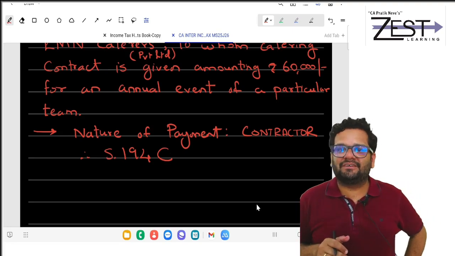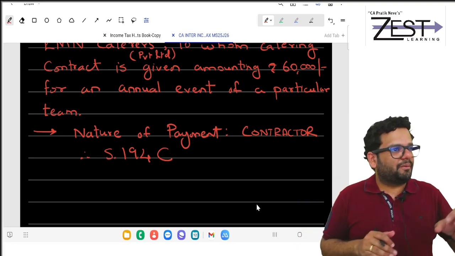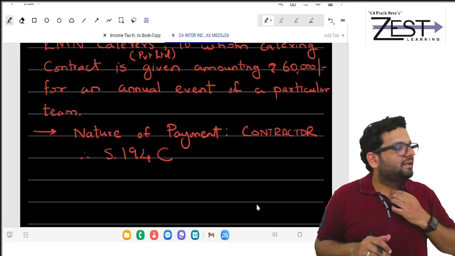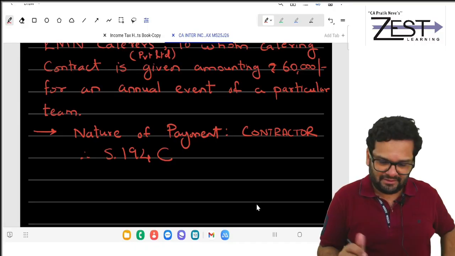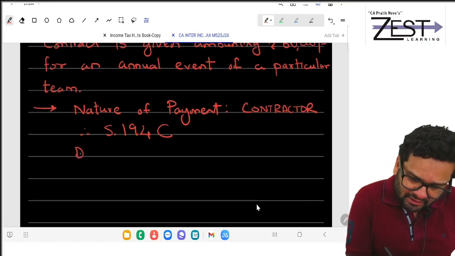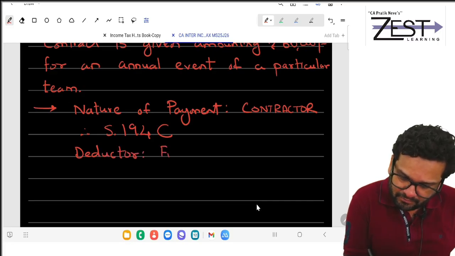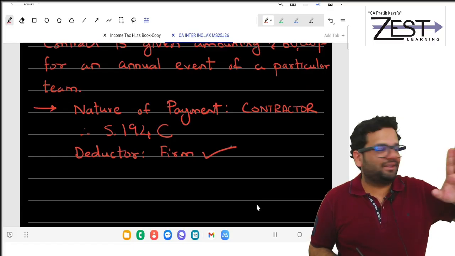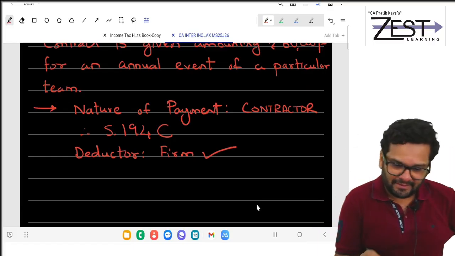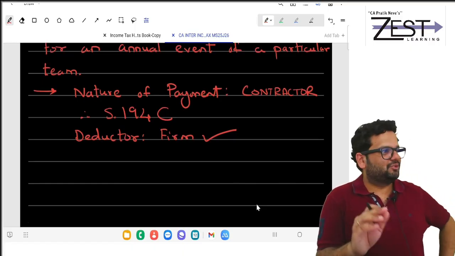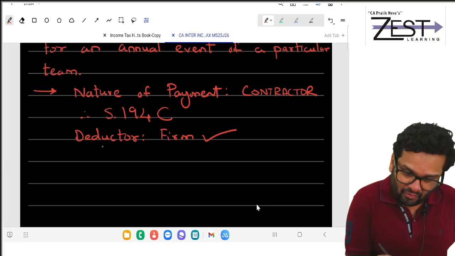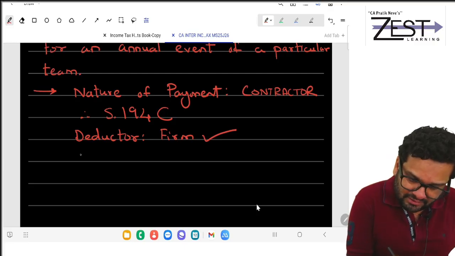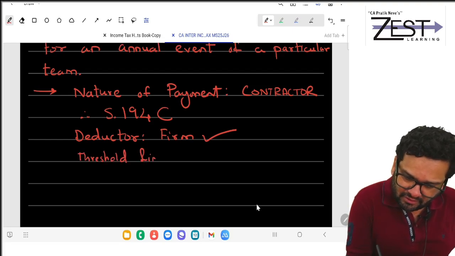Understood what steps I am saying? Nature of payment is payment to contractor, it is section 194C. Deductor: who is the deductor? Deductor is the firm. So therefore, yes, because it is other than individual or HUF. Clear till this? So far so good. The threshold limit is also satisfied. Why is it satisfied?